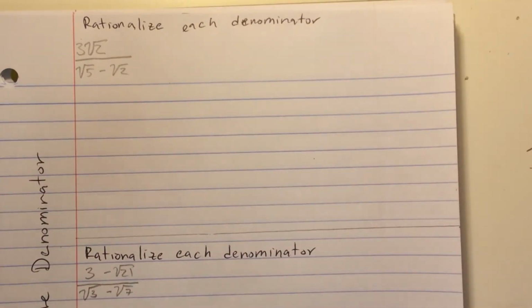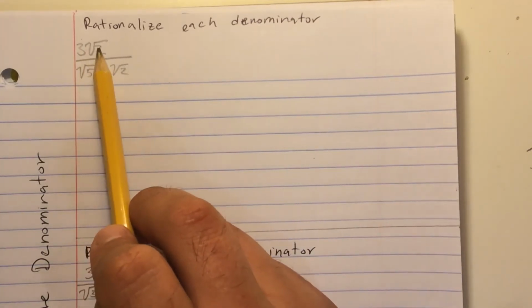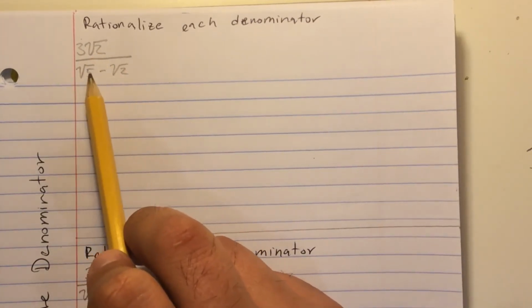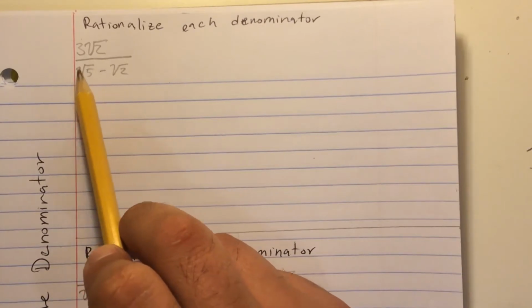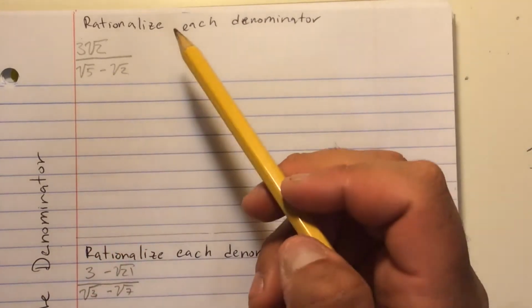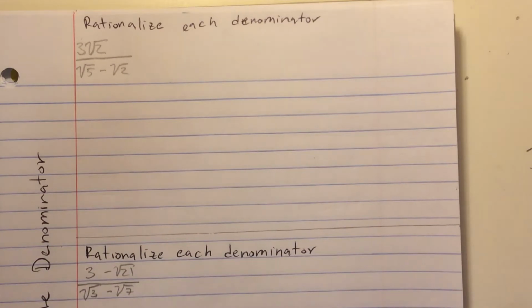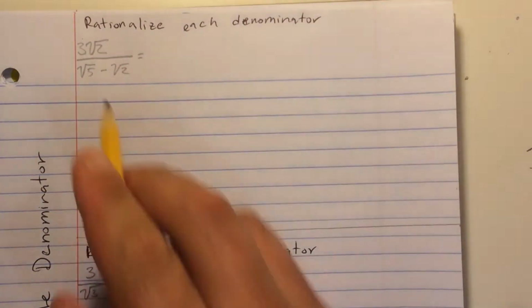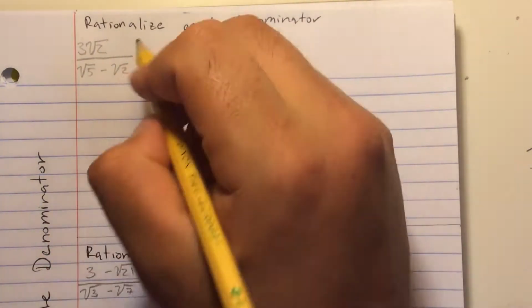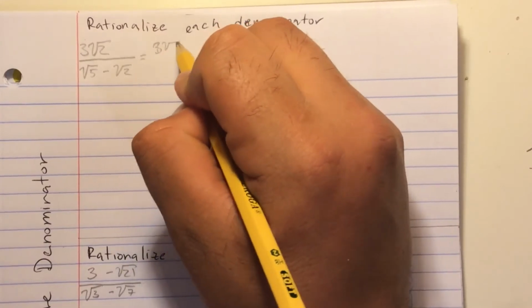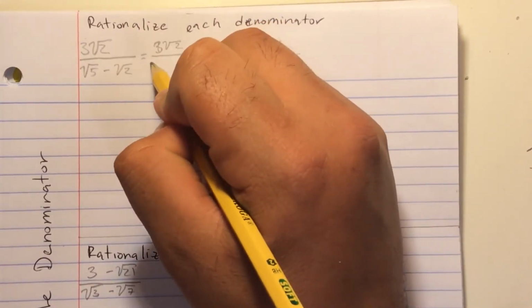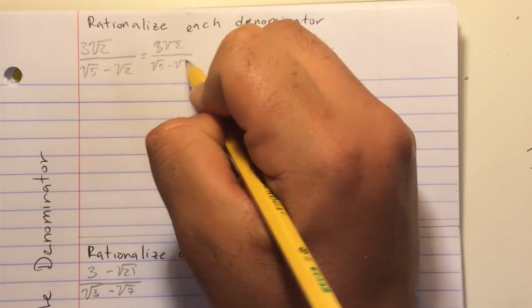So we have here 3 times radical 2 divided by radical 5 minus radical 2. Remember what I said in the last foldable, how we can use the conjugates to get rid of all the radicals? Because of that, we're going to use the conjugates here. So we're going to write this expression again: 3 radical 2 over radical 5 minus radical 2.